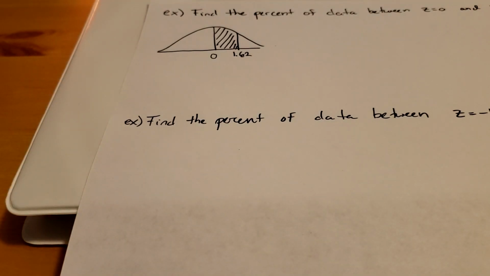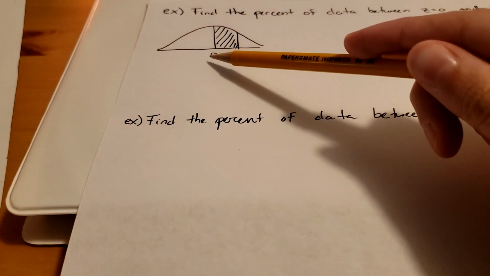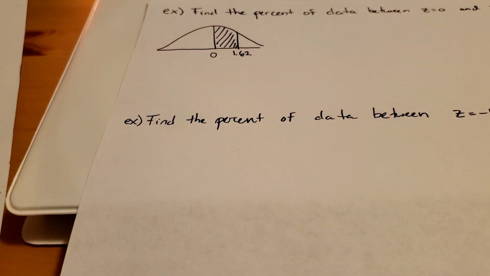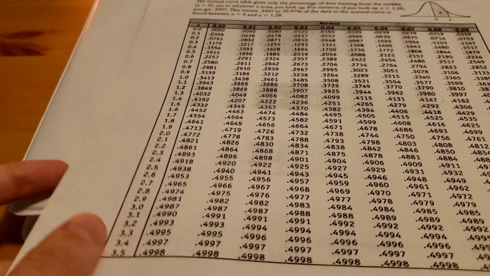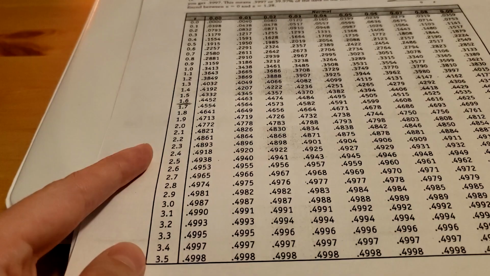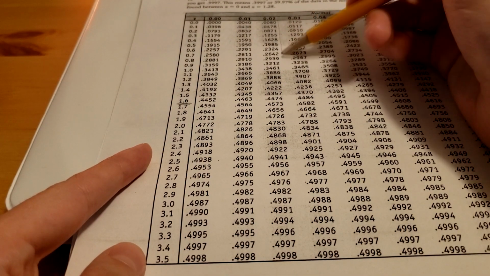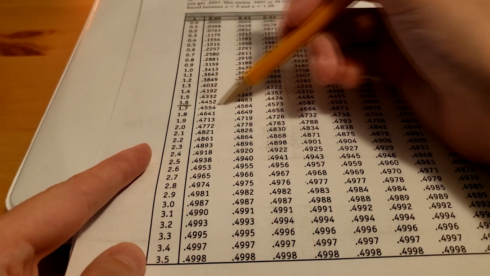Now this is where we're going to make use of our table. We need to find 1.62 on the table, because the table will tell us the area between 0 and 1.62 as long as we can find it here. So first we would go to 1.6 over here. Then we want to go to 0.02 over here, and we're going to travel down, and we're going to go this way.